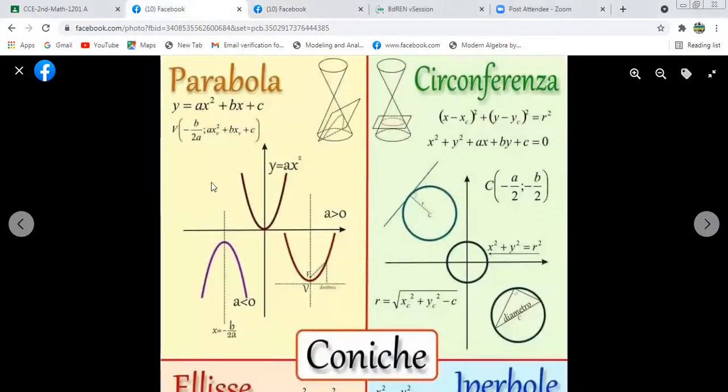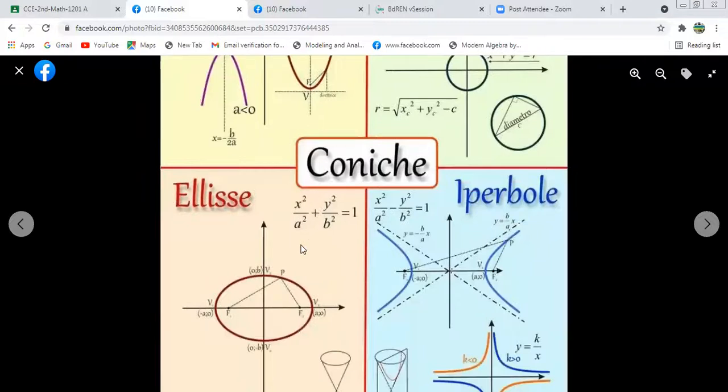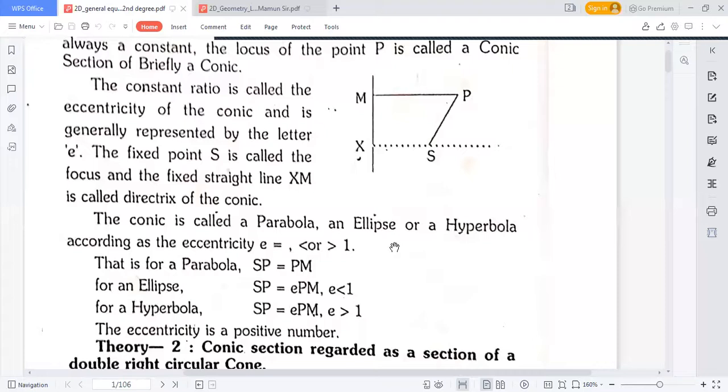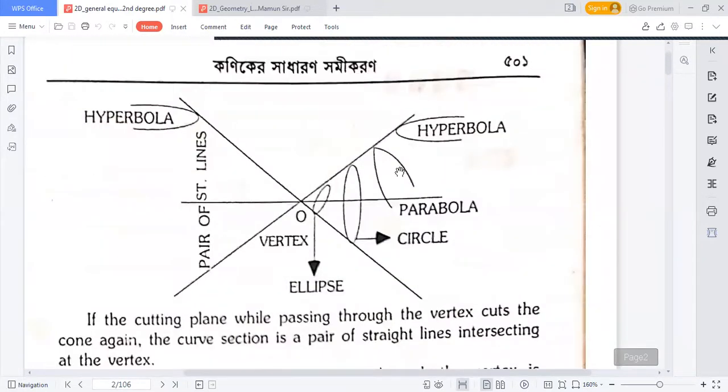This is the parabola, standard form of parabola, and this is the graph, and this is the circle whose center is at 0 0. And another 2 conics are ellipse and hyperbola. This is the ellipse, this is the graph of ellipse, and this is the hyperbola. Remember it. So there are 4 types of conic. Actually, this is the hyperbola, and this is the parabola, and this is the circle, and this is the ellipse.